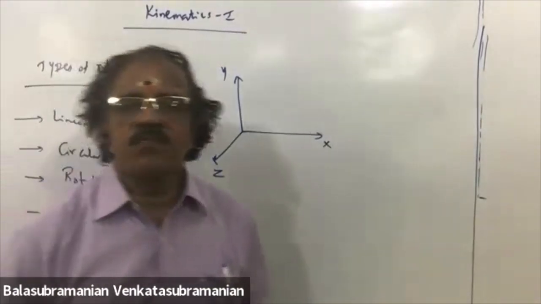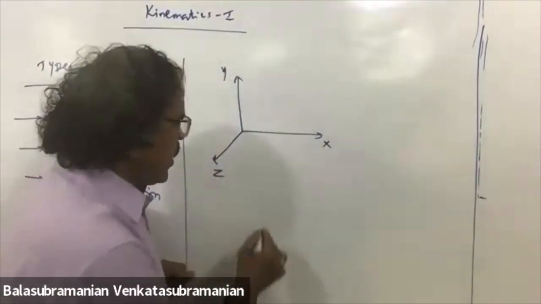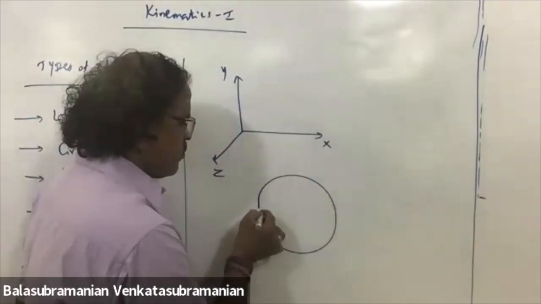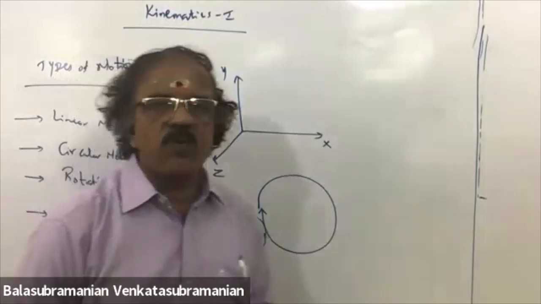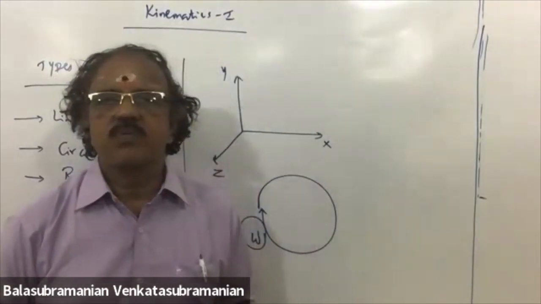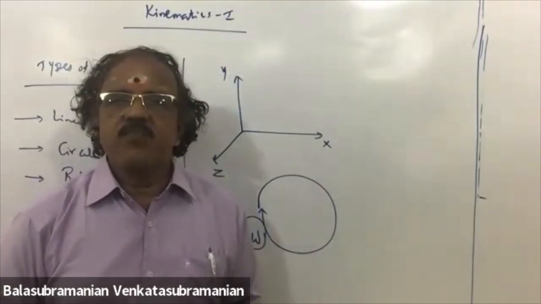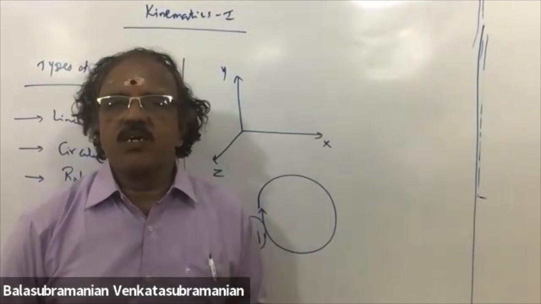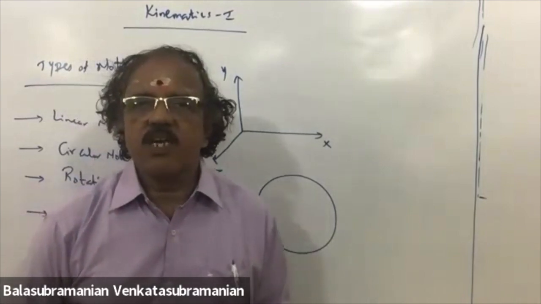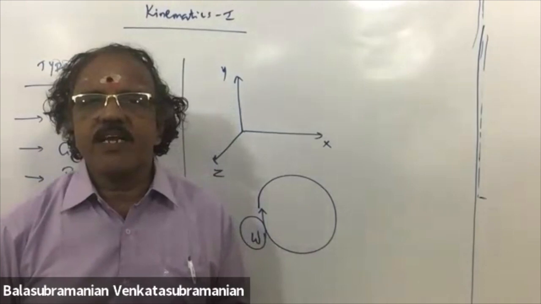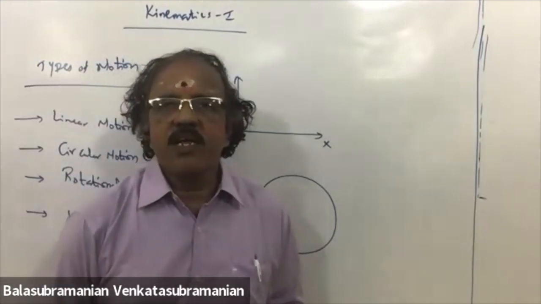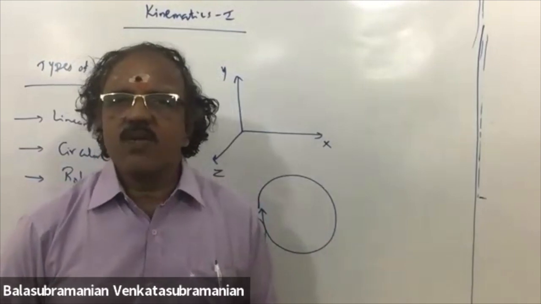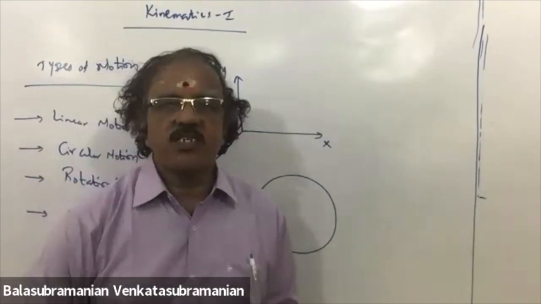Circular motion: the body moving in a circular path with a velocity omega, that is called angular velocity. In linear motion, we call it linear velocity V and linear acceleration A. Whereas in a circular path, it is called angular velocity and angular acceleration.